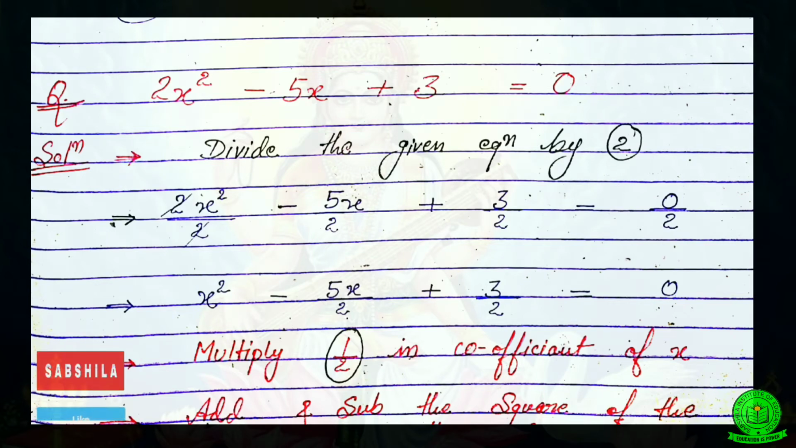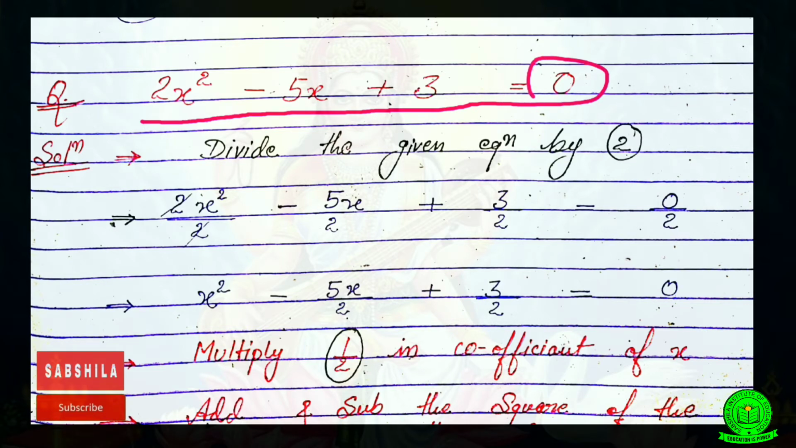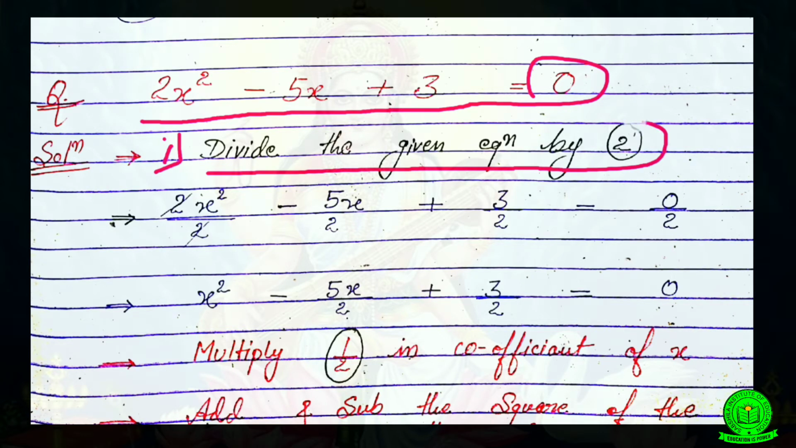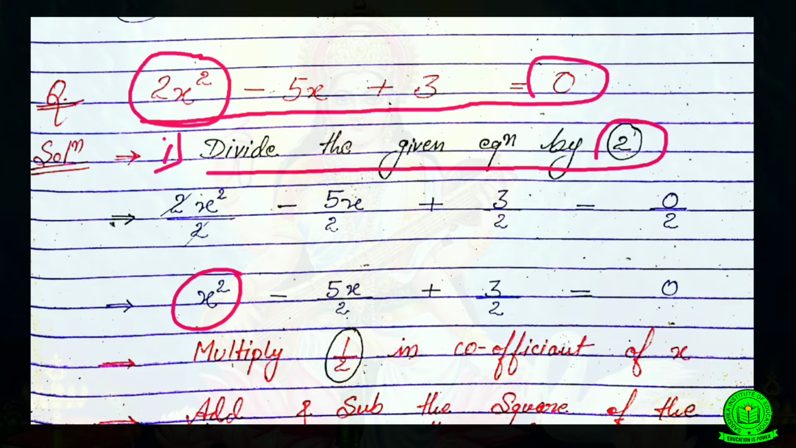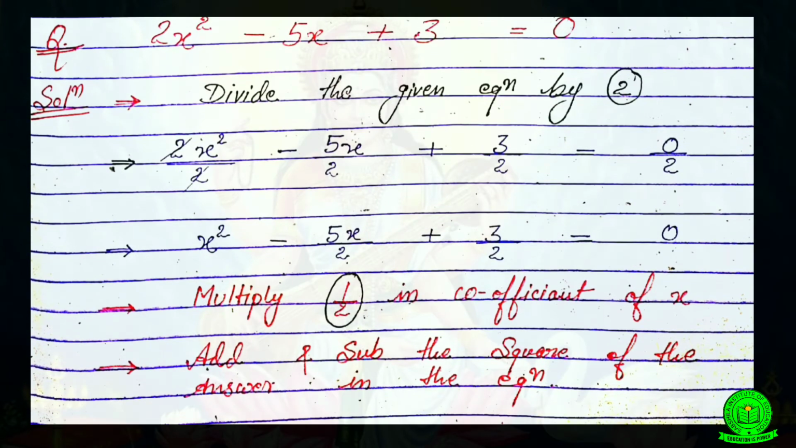Let's understand from the question. The question is 2x square minus 5x plus 3 is equal to 0. What do I have to do? First of all, we have to divide by 2. Why? Because here is 2x square, and we have to convert this into 1. That means the coefficient of x square should be 1 only. If you divide, then you'll get x square minus 5x by 2 plus 3 by 2 is equal to 0.